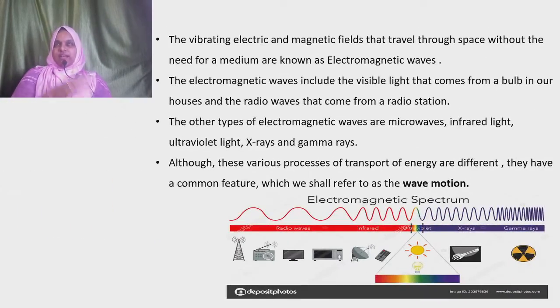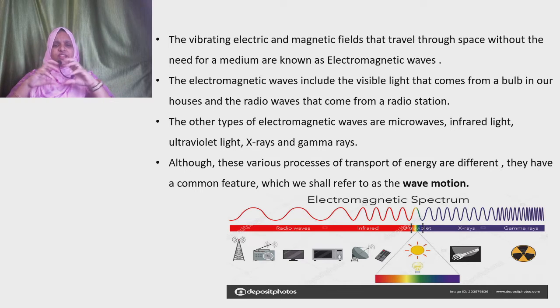Then we know that there are electromagnetic waves which consist of electric and magnetic fields which travel through space without the need of a medium. Such waves are known as electromagnetic waves. Electromagnetic waves include visible light which comes from our bulb, radio waves which come from a radio station, then we have microwaves, infrared rays, ultraviolet rays, X-rays, gamma rays, etc.